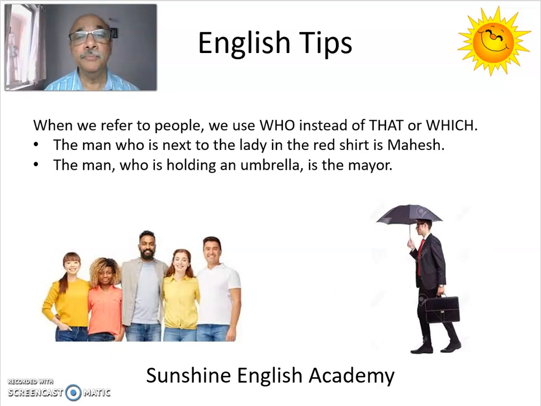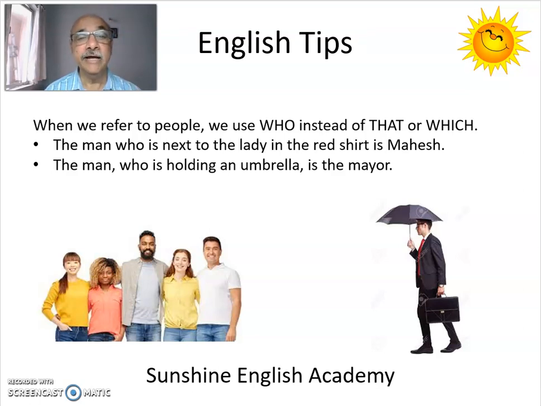When we talk about people, we use the word who instead of that or which. Examples: the man who is next to the lady in the red shirt is Mahesh. So notice that there is only one lady in the red shirt and there is only one man next to the lady in the red shirt. And that man is Mahesh. We are defining that man.